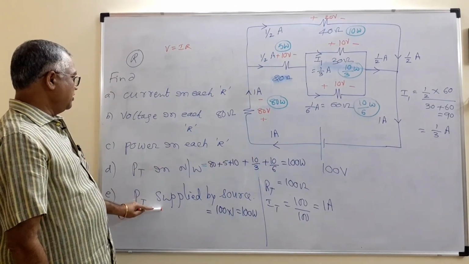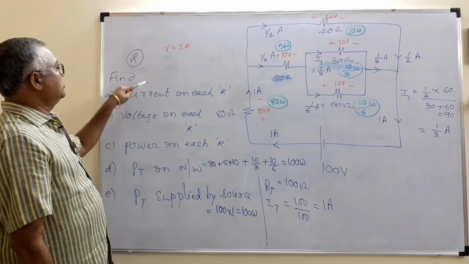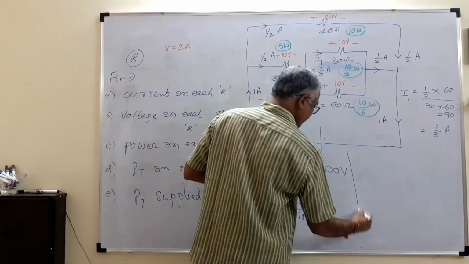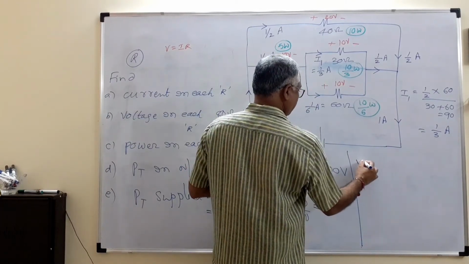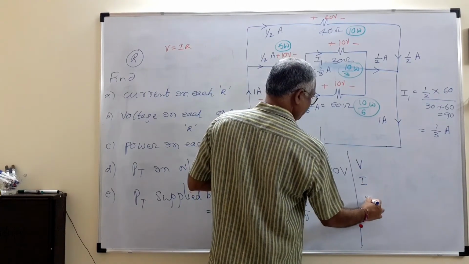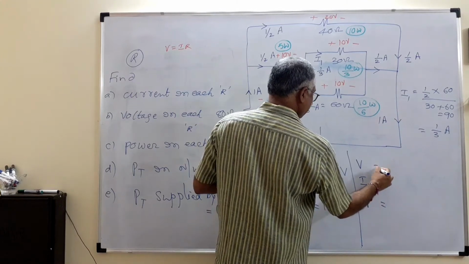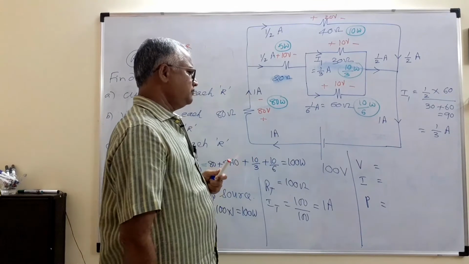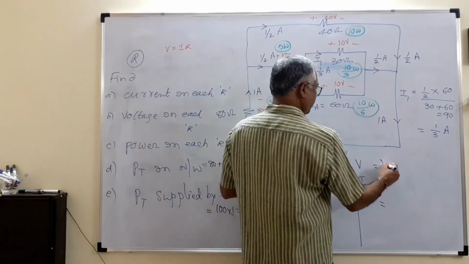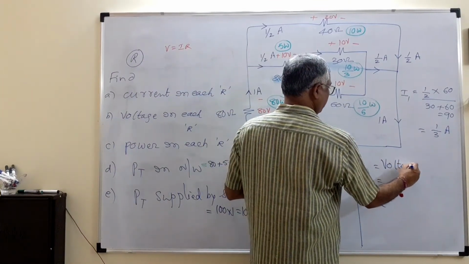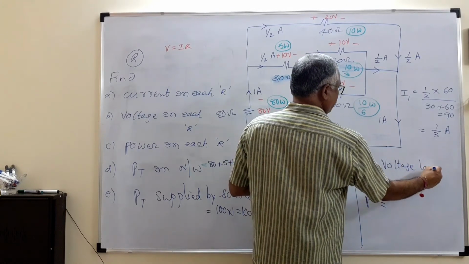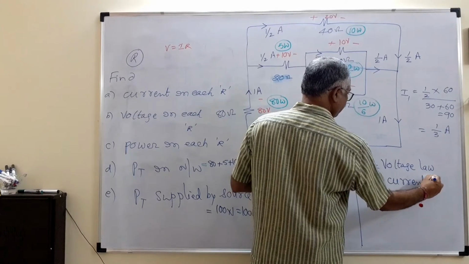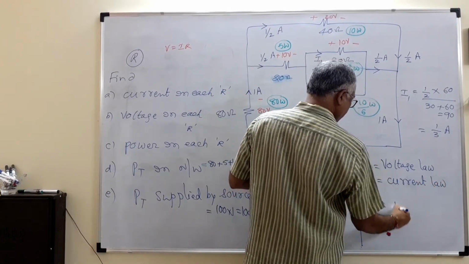This is the power law. This is the voltage law. This is the current law. So what are the laws we are verifying in any resistive network? VIP. There is a VIP suitcase, or very important person, VIP. V is what? Voltage law. I is what? Current law. P is what? Power law.